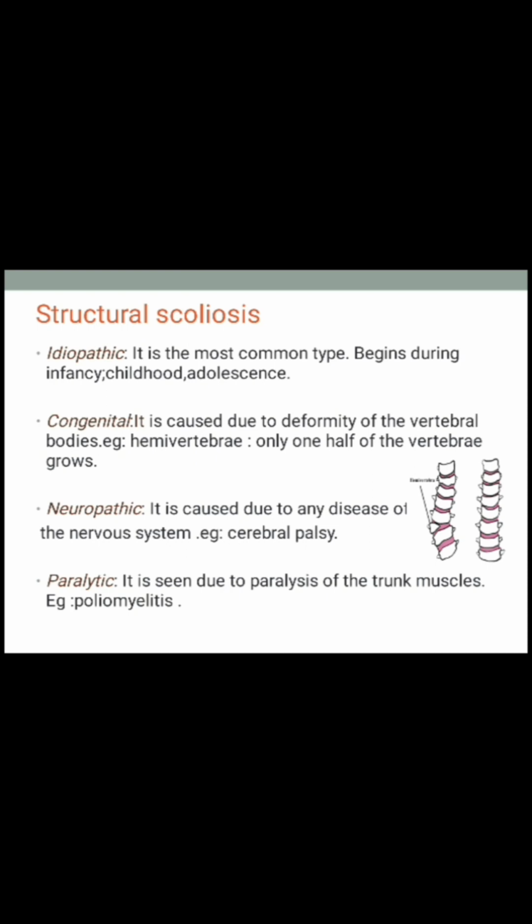Congenital scoliosis is seen because of any deformity of the vertebral bodies, for example, hemivertebrae. Hemivertebrae refers to when only one side or one half of the vertebra grows. Next, we have neuropathic scoliosis. It is seen because of diseases of the nervous system, for example, in cerebral palsy, also called CP. Paralytic scoliosis is seen due to paralysis of the trunk muscles, especially in poliomyelitis, because the polio virus affects the muscles.